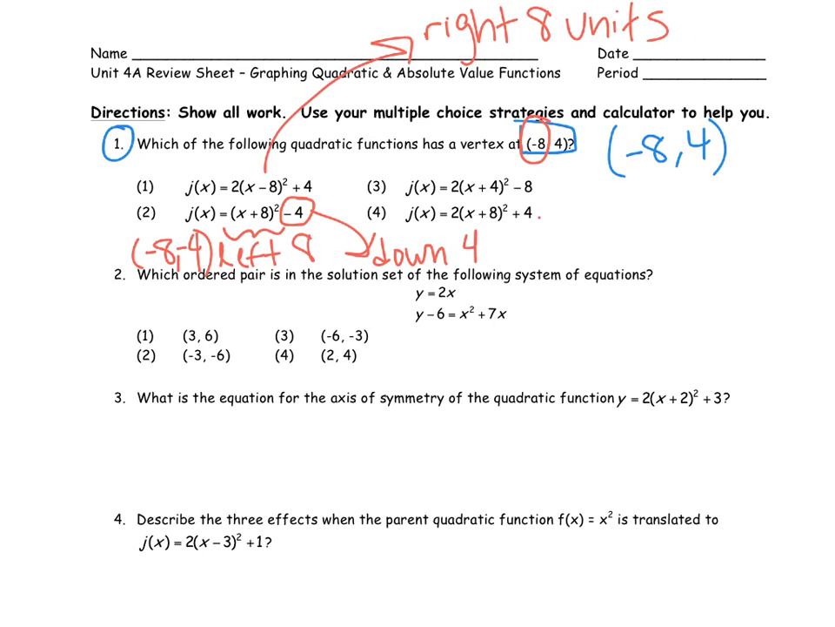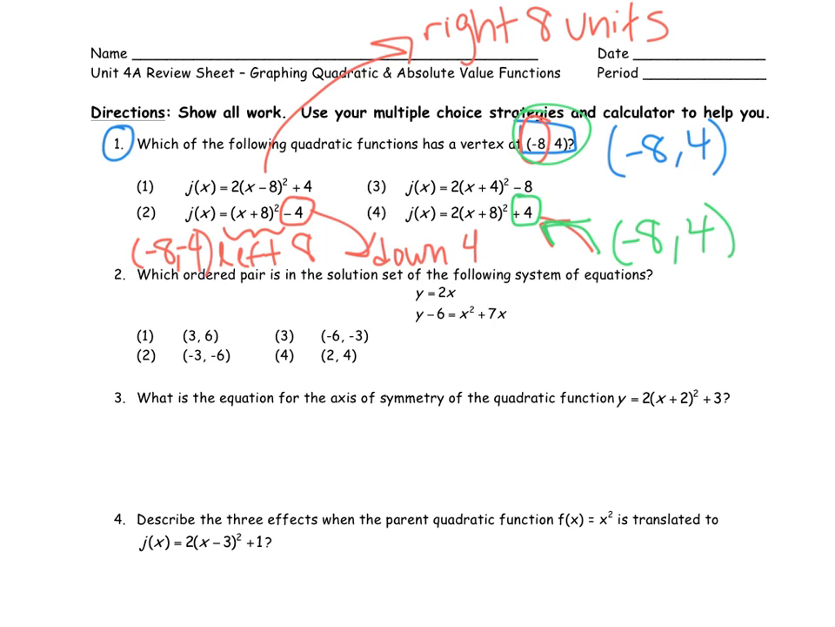If we look at answer choice 4, what's inside of the parentheses is x plus 8, meaning we're going to go left 8. That positive 4 outside means we're going to go up 4, which matches our answer right here of negative 8, 4.